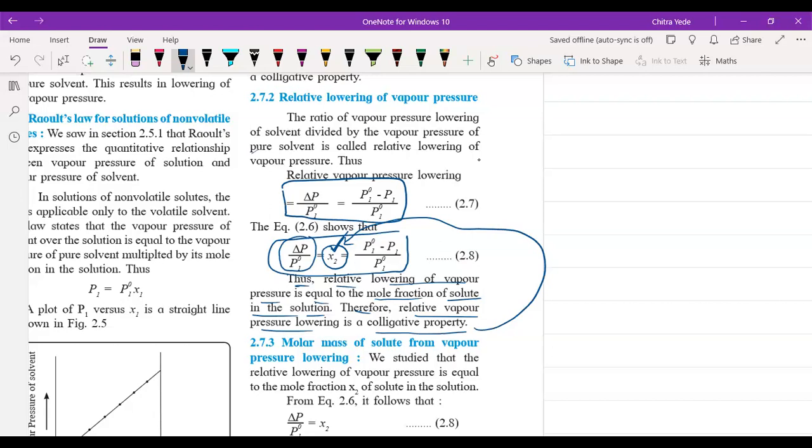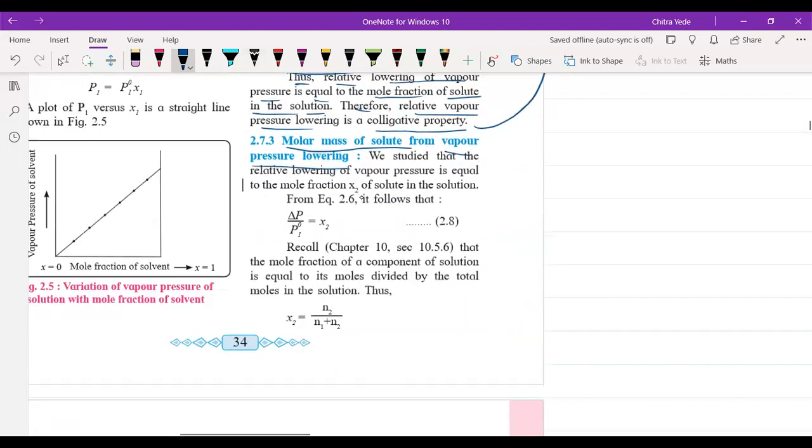Now, how do we calculate the molar mass of the solute from the lowering of vapor pressure? It's again very easy, a part of which we have already discussed. We have delta P divided by P1 zero, which is equal to X2. And we know X2 is the mole fraction of solute, equal to the number of moles of solute divided by the number of moles of solvent plus the number of moles of solute.